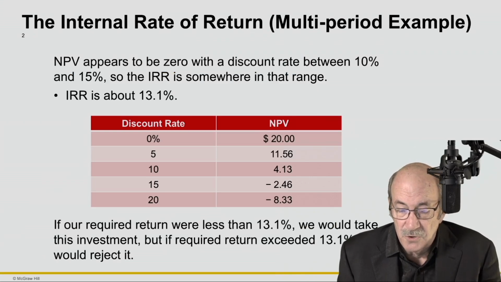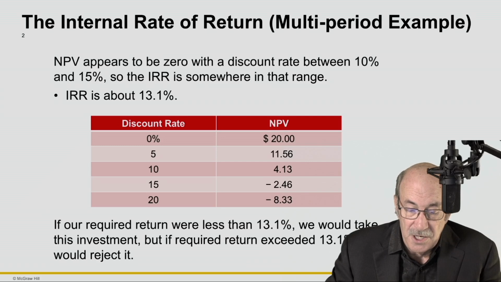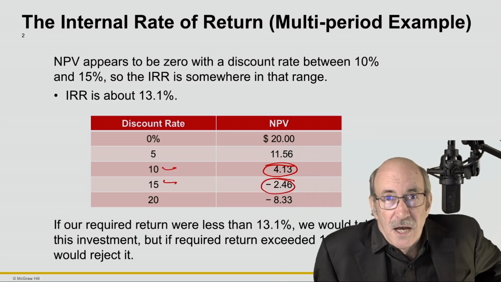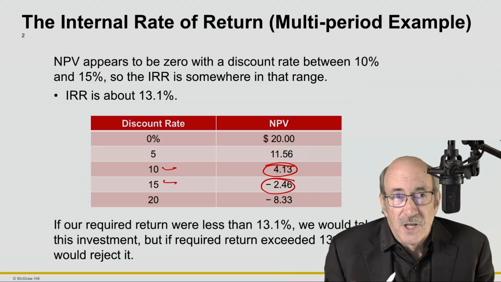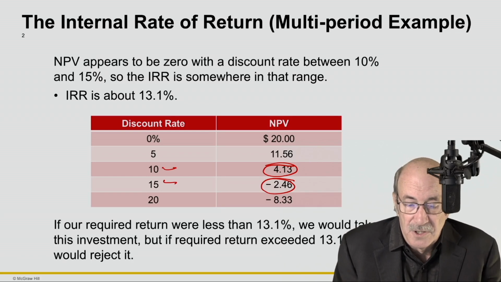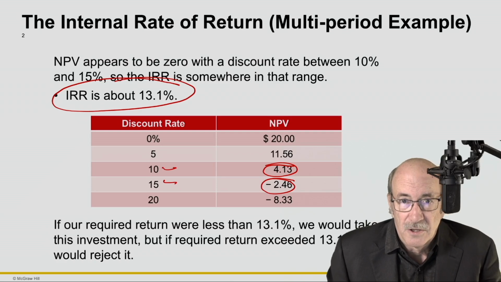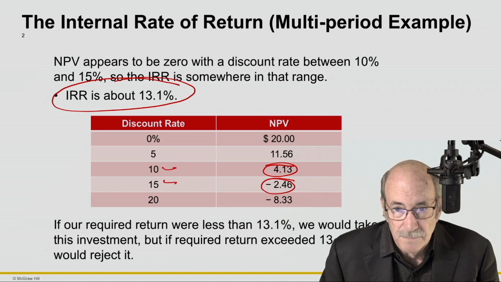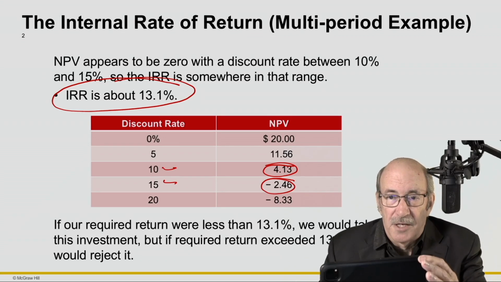And we keep doing trial and error. And we notice here that between 10 and 15, the NPV goes from positive to negative. So we know that the internal rate of return that sets the NPV equal to 0 is somewhere between 10 and 15%. And if we were to plug this into a financial calculator, we'd see that it actually turns out to be an internal rate of return of 13.1%.